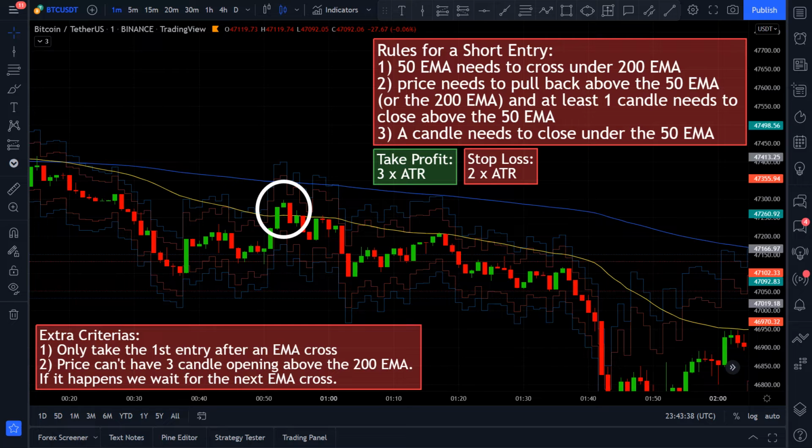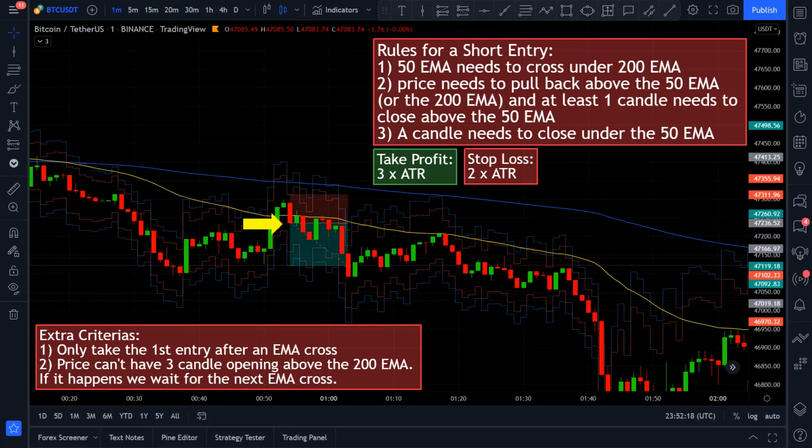After the pullback, we need to see a candle closing under the 50 EMA. And that is going to be our short entry point. Stop loss and take profit placement is going to be the same, so stop loss goes to the red line and take profit goes to the blue line. Keep in mind that we only take the first valid entry point after an EMA cross down, then we wait for the next EMA cross down.